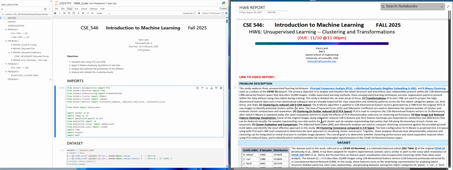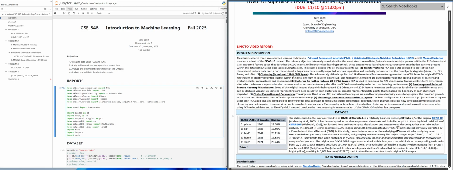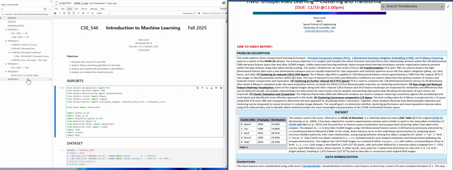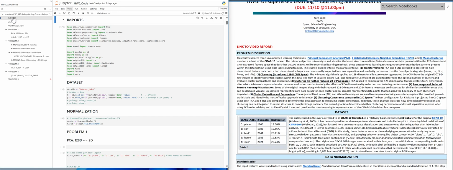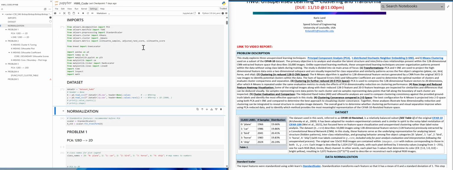Okay, so today we're going to be discussing homework 6, which is about looking at unsupervised learning, transformations, and clustering, and dimensionality reduction using transformations. So first we're going to go over the code. We've got our imports. So I guess we'll just restart the kernel and then we'll run through it.